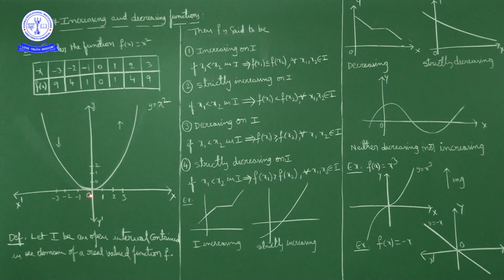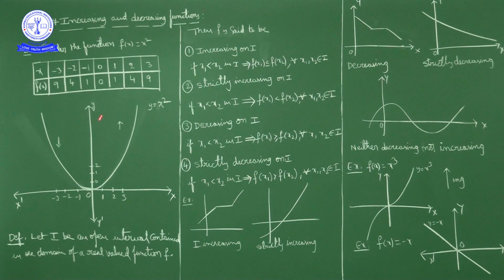Now the left side of the origin, the negative side. Now as you move from left to right, the graph is coming downwards. Suppose when x is equal to -3, f(x) is what? 9. When x is equal to -2, f(x) is what? (-2)² is 4. When x is equal to -1, f(x) equals (-1)² is 1. So as you move from left to right, the graph is continuously decreasing.